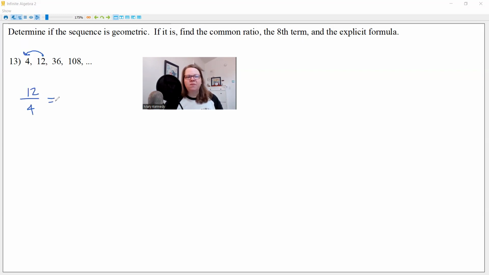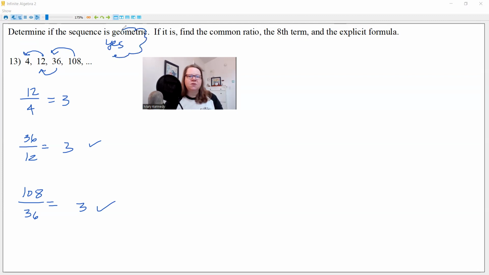So 12 divided by 4 is 3. Okay, so let's test it. Let's see if the third one divided by the second one, 36 divided by 12. Yep, that's 3. So far, so good. Let's test the last pair. 108 divided by 36. If we divide that, we do get 3. And so we can say, yes, this is geometric. That's the first answer. It is geometric.